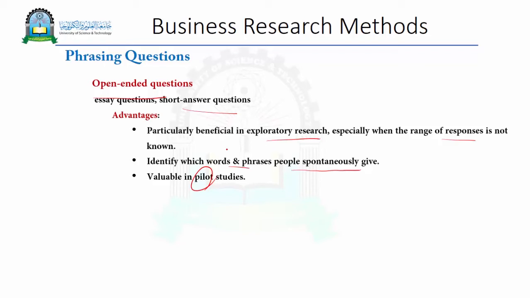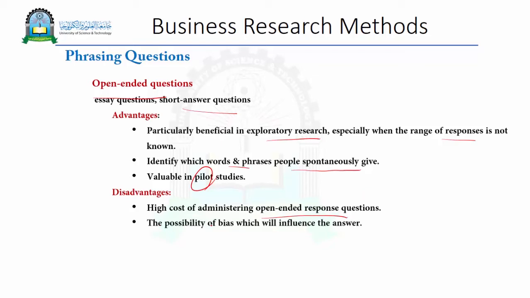So it's very good for the open-ended questions. The disadvantages of this type of question is the high cost of administering open-ended response questions. It will take time, and it's costly because different answers will take a lot of resources. There is also the possibility of bias, which will influence the answer, because it is open, you are going to ask people to write whatever they like or give different answers.